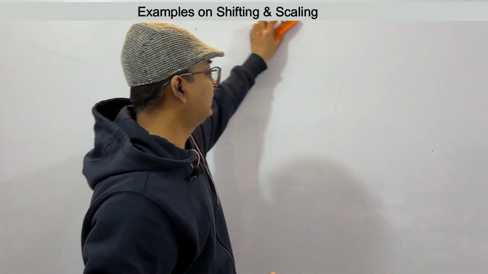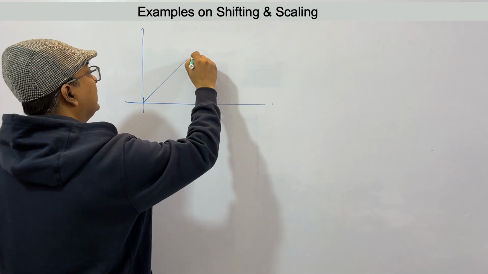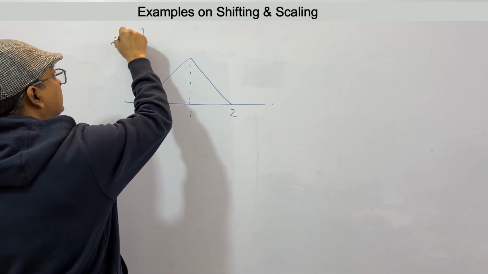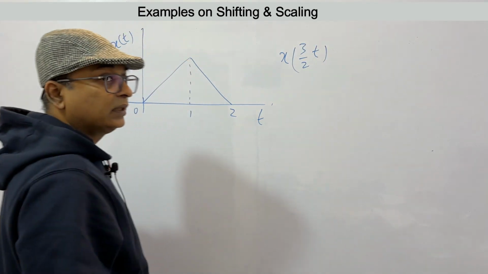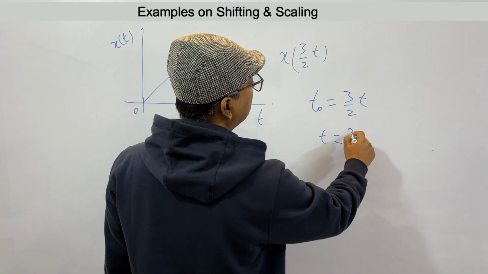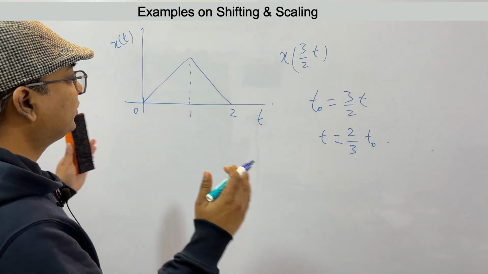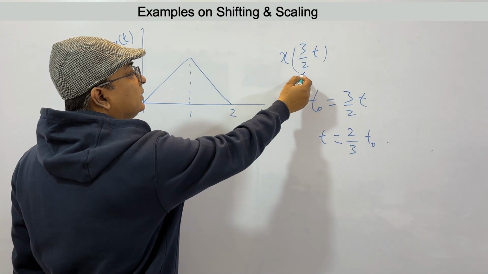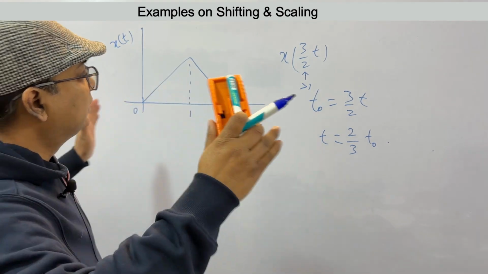Now, let's see. This was about shifting. Let's see a simple example about scaling. Let's say we have this graph. This is at 1, this is 2, this is 0, xt. We want to know what is x3 by 2t. Okay, so I told you, you just put t0 equal to 3 by 2t. This means our t will be compressed by this much, 2 by 3 of t0. The shape of the wave will remain same. It will just compress the wave because this is greater than 1. You have studied, if alpha is greater than 1, it will compress. If it is less than 1, it will expand.